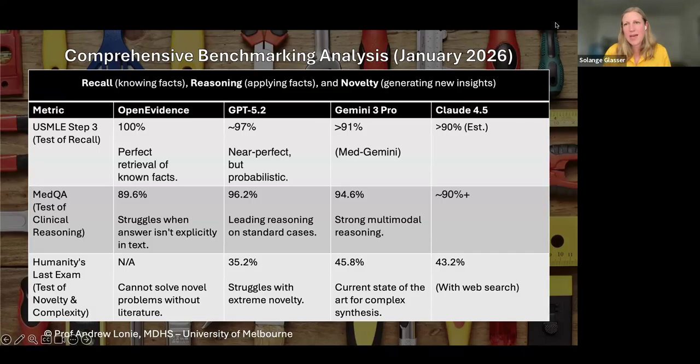Again, this is where we currently are. Who knows what they'll be in the future? But for now, this is sort of the lay of the land.